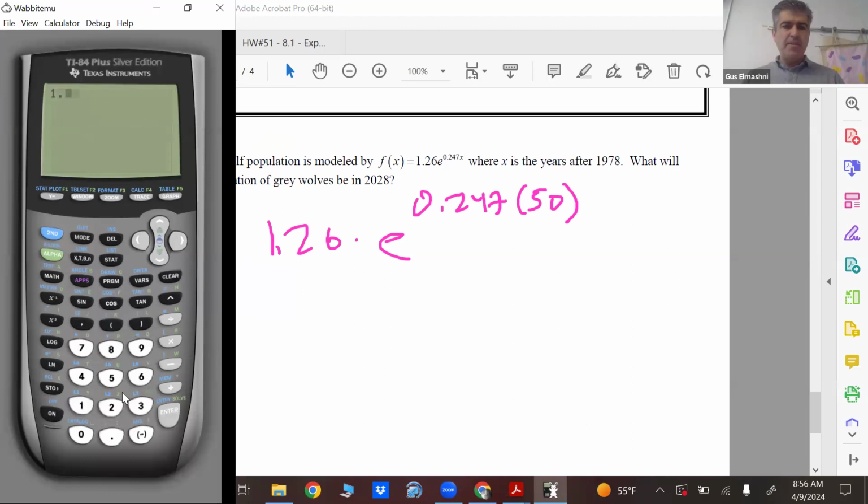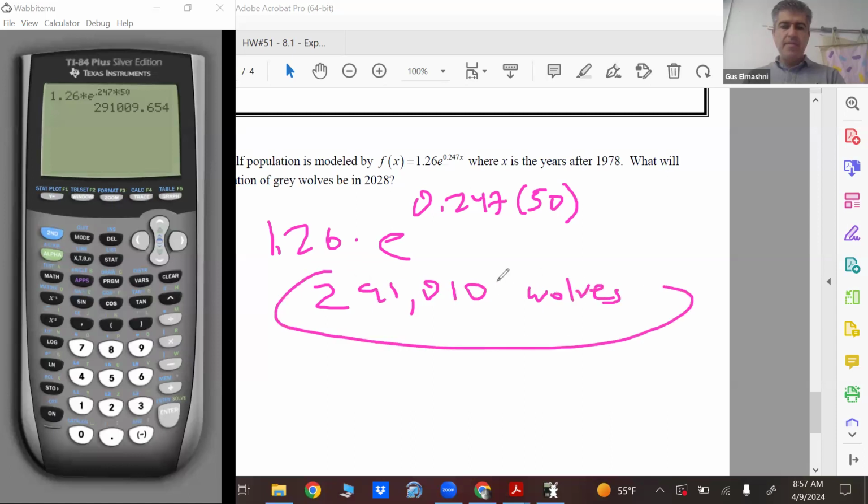1.26 times e is second ln. It's right there. 0.247 times 50. Yep. So, wow, that's crazy. 291 thousandths. And we'll round to the nearest whole number. Wolves.